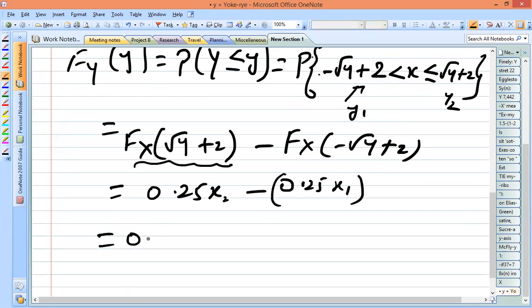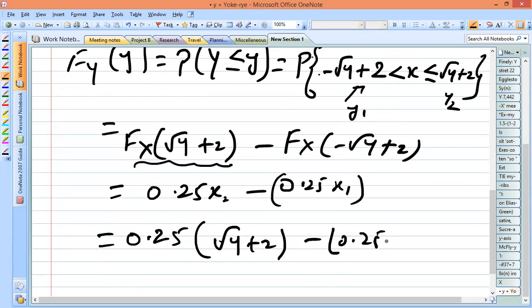Here we can substitute 0.25 into root y plus 2, minus 0.25 into minus root y plus 2. So that will be there. Simplifying this, it will be yielding the value 0.25 root y plus 0.25 root y.